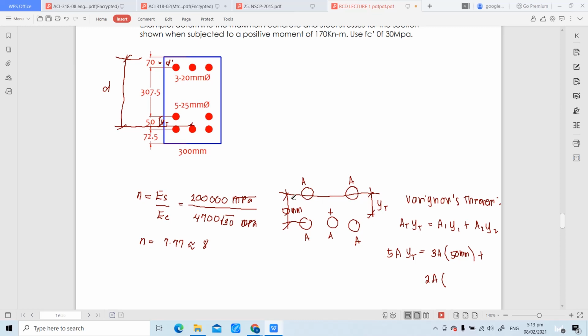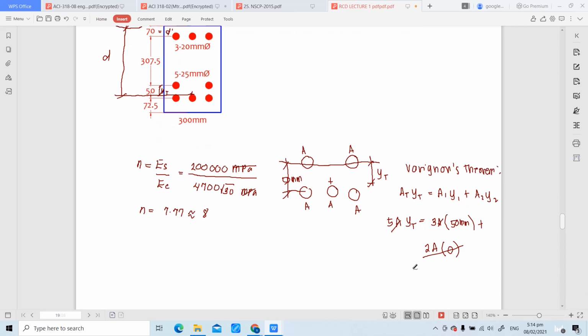And as you can see, yung axis of consideration natin dumadaan sa centroid ng dalawang bakal na yan. Therefore, yung distance nila will be 0. So, cancel to. And dividing both sides by A, makakancel yung A. Therefore, we can now compute y sub t. Tama? And that is 3 times 50 divided by 5, that is 30 millimeters.